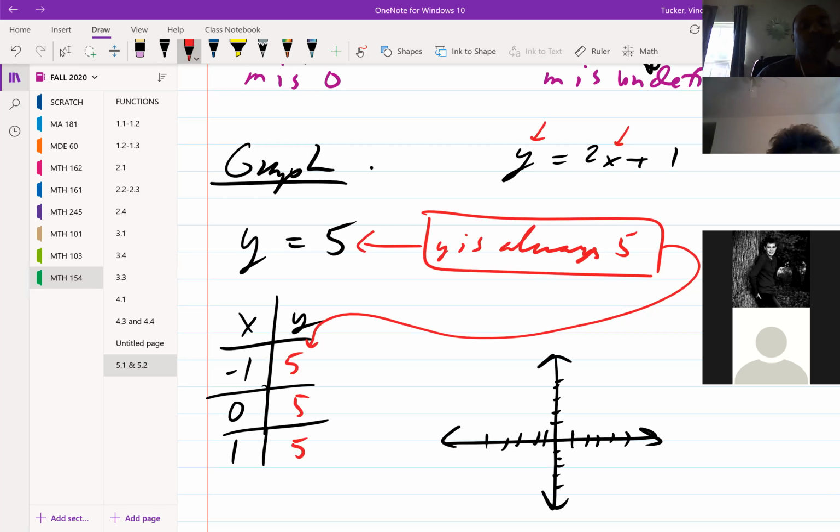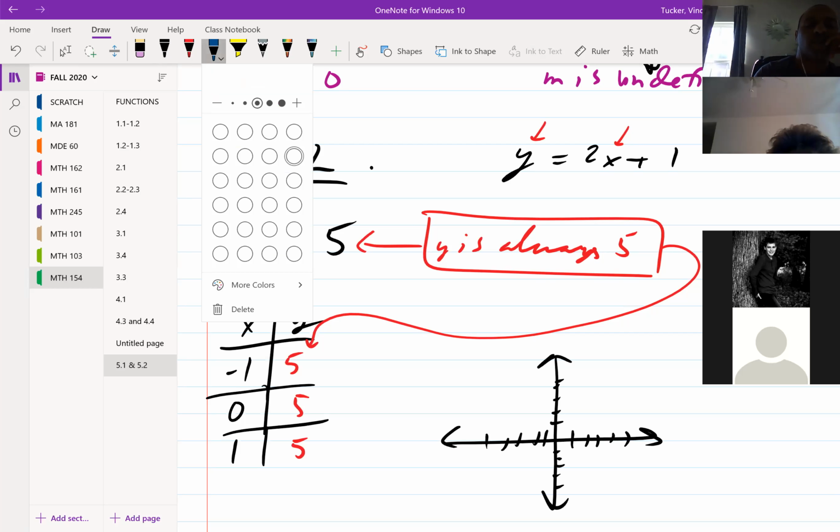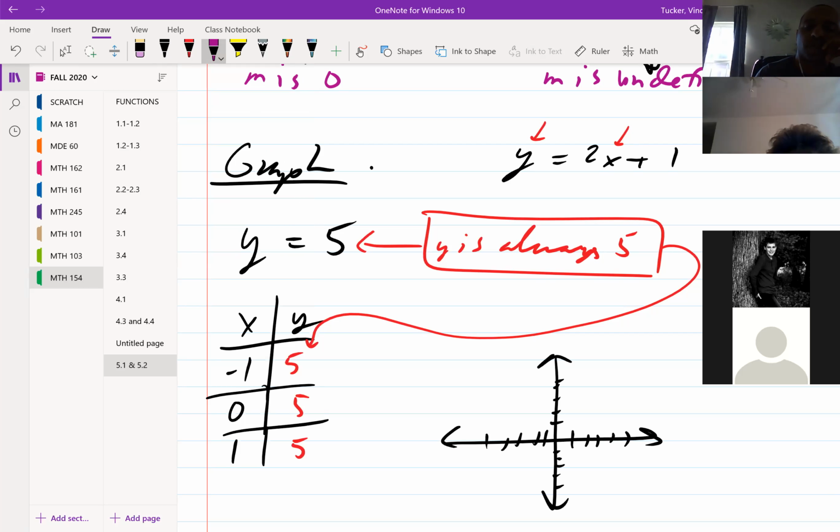And so if you plot those 3 points, start at your origin, go to the left one, up 5. 0 for x, so you don't move right or left and just go up 5. Then go to the right one, up 5, you'll get a horizontal line at 5. So when you have y equal to a number, it will always produce a horizontal line.